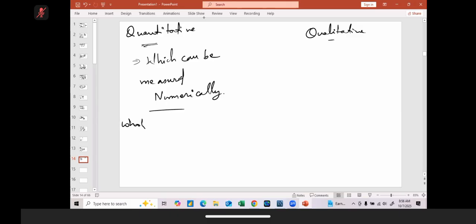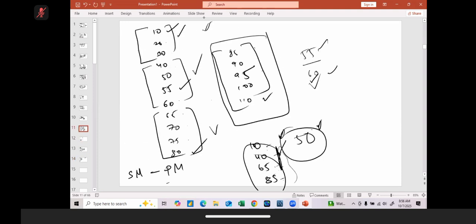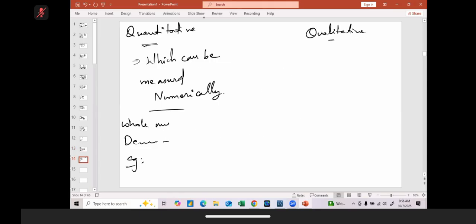Whole numbers, decimals, and examples. Any examples? Everything that we have written here: sales, weight, height, temperature, right? Everything which is in numeric format is nothing but quantitative. Now, what is qualitative? Which cannot be measured numerically.